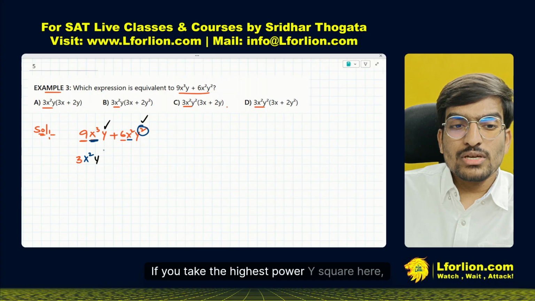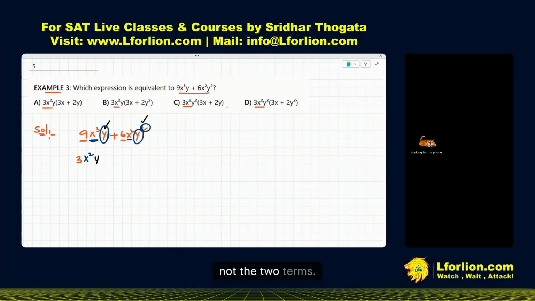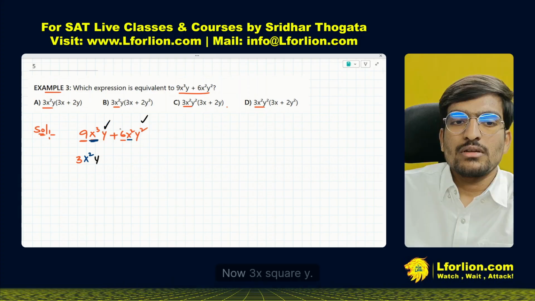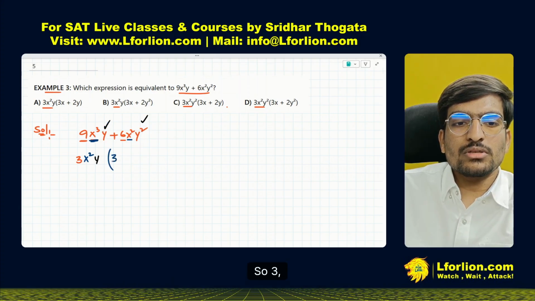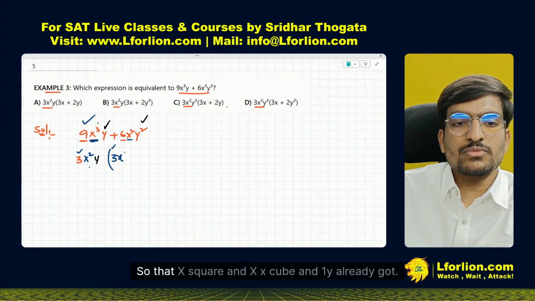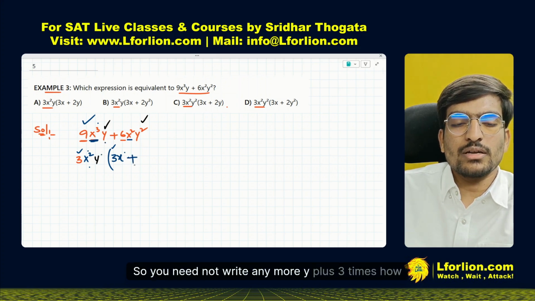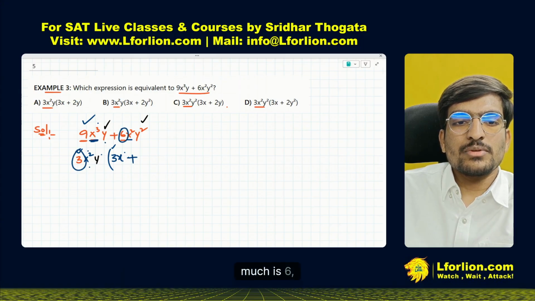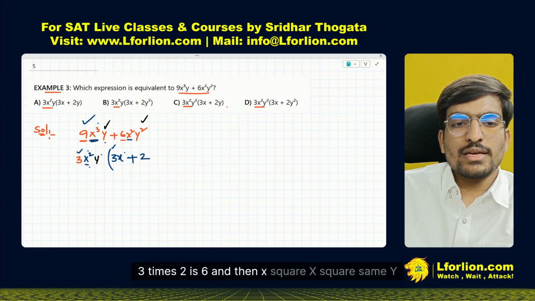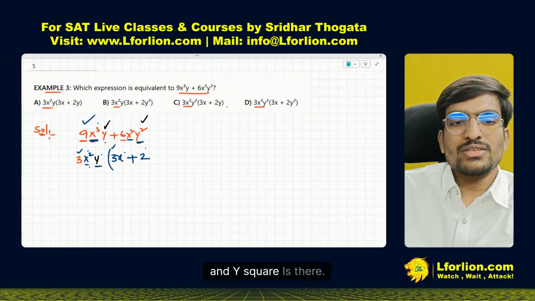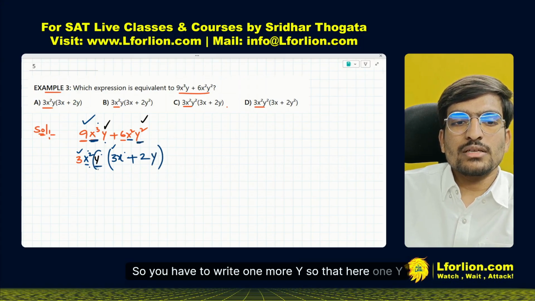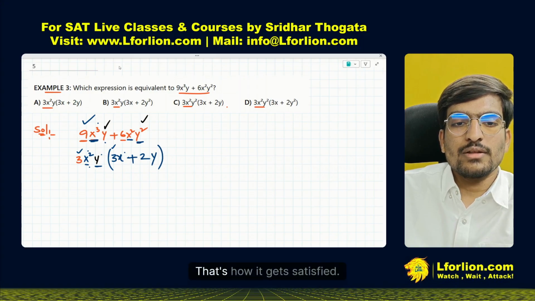If you take the highest power y square, it doesn't work because one term only has y, so you can't make it common. So only one y is common, not the two. Here two y's are there, but here only one y is there. Now 3x square y: 3 3's are 9, satisfied. x square, and here cube is there, so 1 x comes. And 1 y is already taken, so you need not write any more y, plus 3 times 2 is 6, and then x square same, and y and y square is there, so you have to write one more y, so that one y and another y make up a y square. That's how it gets satisfied.